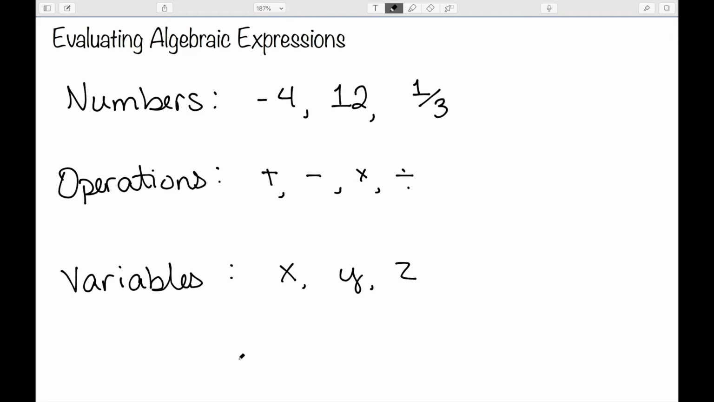So a variable is just a placeholder. It's something that we're not quite sure of yet, or we might want to change. And we usually represent them by letters like this, but there's no reason we have to. We could use a triangle, a star, a heart, something like that. Any kind of placeholder that we have in our algebraic expression is known as a variable.